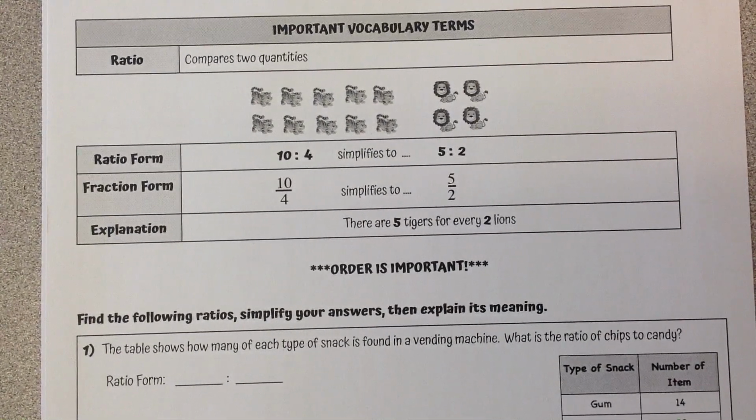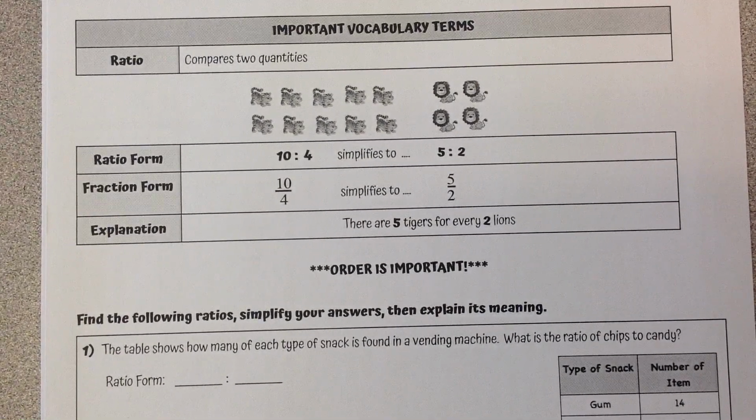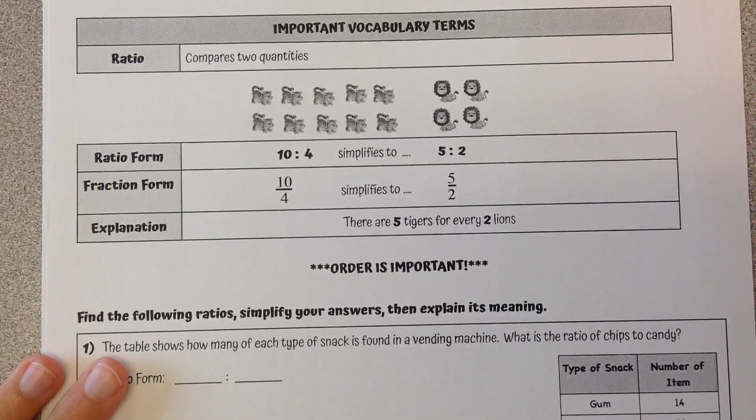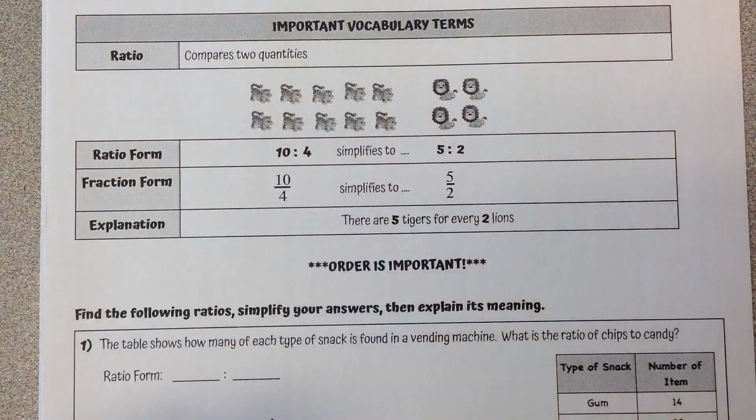For part 2 of lesson 1, we are going to be looking at ratios. A ratio is something that compares two quantities. In this picture example, we're comparing tigers to lions. We can compare any two things: blue eyes to brown eyes, glasses to not glasses, Cubs fans to Sox fans, hamburgers to hot dogs. Any two quantities can be compared.